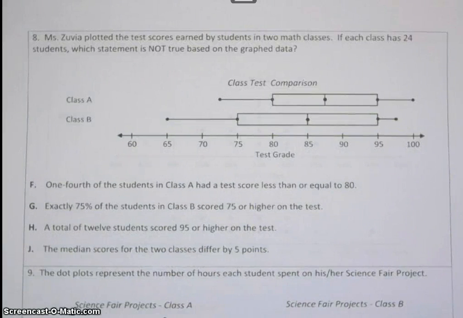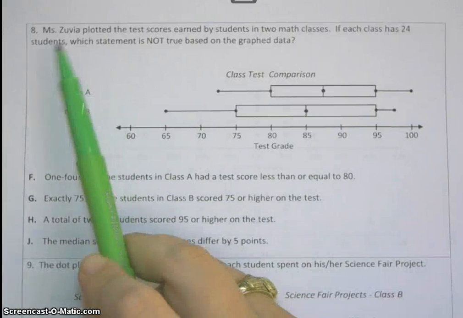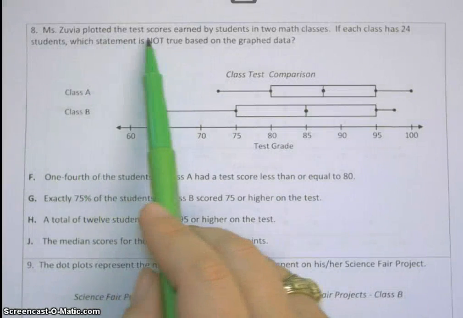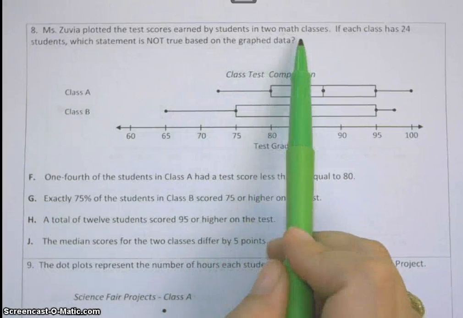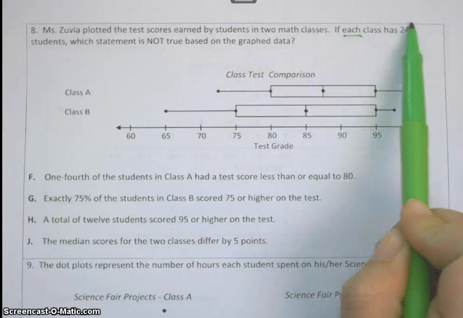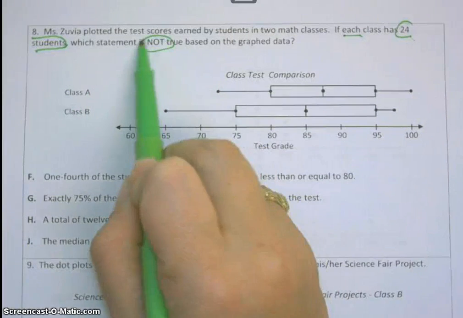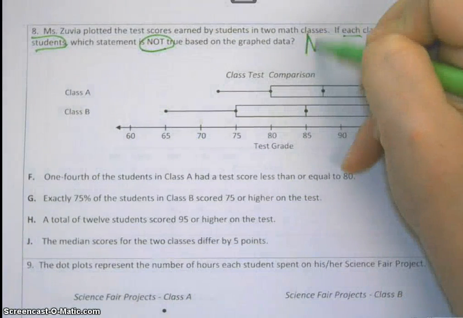Right, here we go. Problem number 8. Miss Zuvia plotted the test scores earned by the students in 2 math classes. If each class has 24 students, I feel like that's going to be important. Which of the following statements is not true based on the graphs? I'm looking for what's not true.